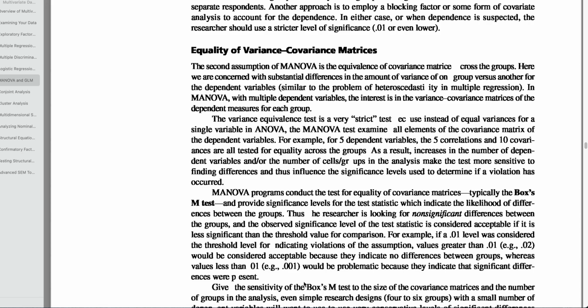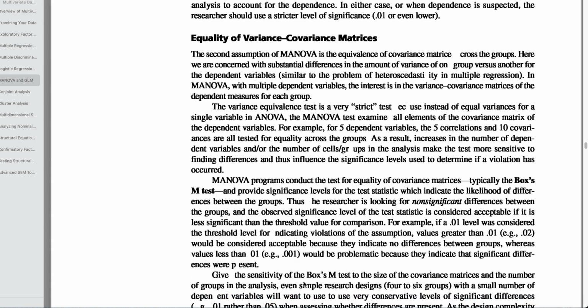For example, if a 0.01 level was considered the threshold level for indicating a violation of the assumption, values greater than 0.01, for example 0.02, would be considered acceptable because they indicate no difference between the groups, whereas values less than 0.01, for example 0.001, would be problematic because they indicate a significant difference and hence a violation is present.